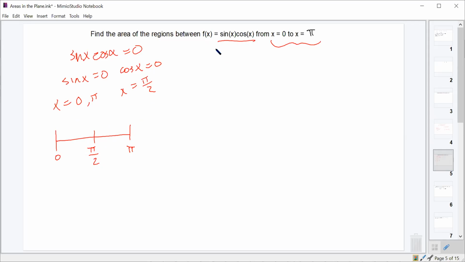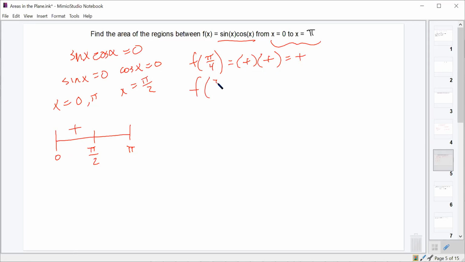So if we plug in, let's say, pi over 4, the sine of pi over 4 is positive, right? True. And the cosine of pi over 4 is positive. So we got a positive times a positive, which equals a positive. So everywhere on the interval from 0 to pi over 2, we know our function is positive. It's above the x-axis. And what about between pi over 2 and pi?